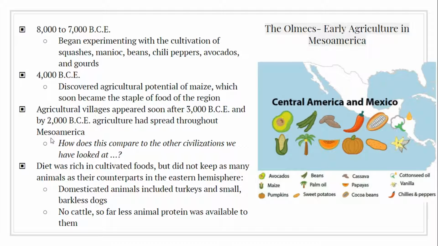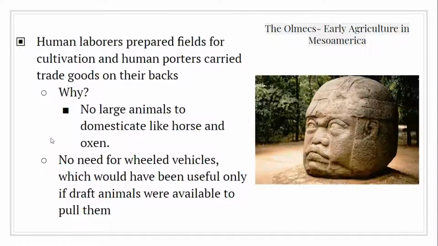So in Mesoamerica, they definitely were able to domesticate, for example, turkeys and small dogs, but everything else they were not able to domesticate. Number one reason, for example, there was no cattle, no such thing as sheep or cows in Mesoamerica. So there wasn't as much animal protein. So they had to grab it from their fruits and vegetables.